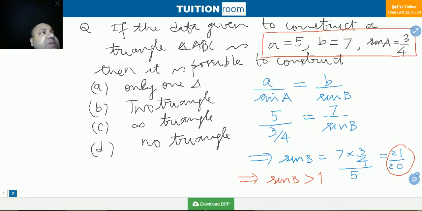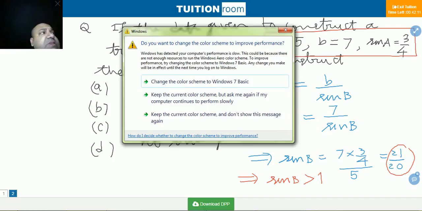So from the given data, it means the given data is inconsistent. Something is wrong in the given data, because we can't obtain an angle whose sine is greater than 1. Hence, since the data is inconsistent, we cannot draw any triangle. So in this case, no triangle can be drawn. Guys, copy it, then I will proceed to the next problem.